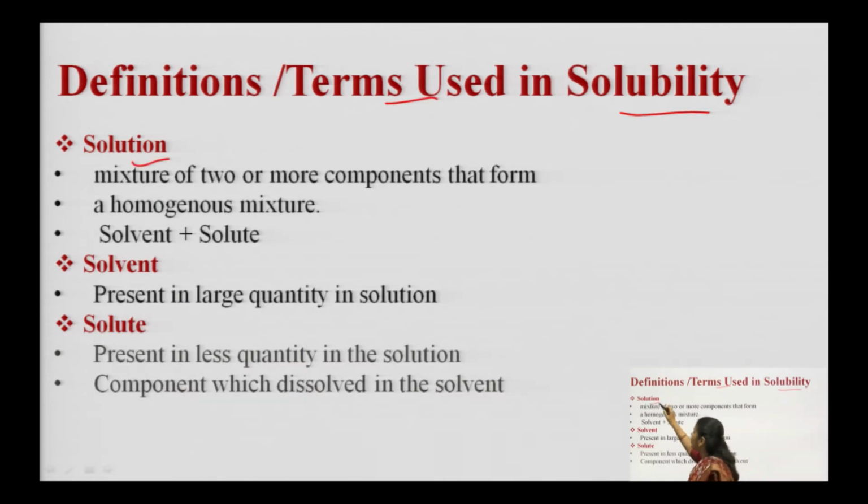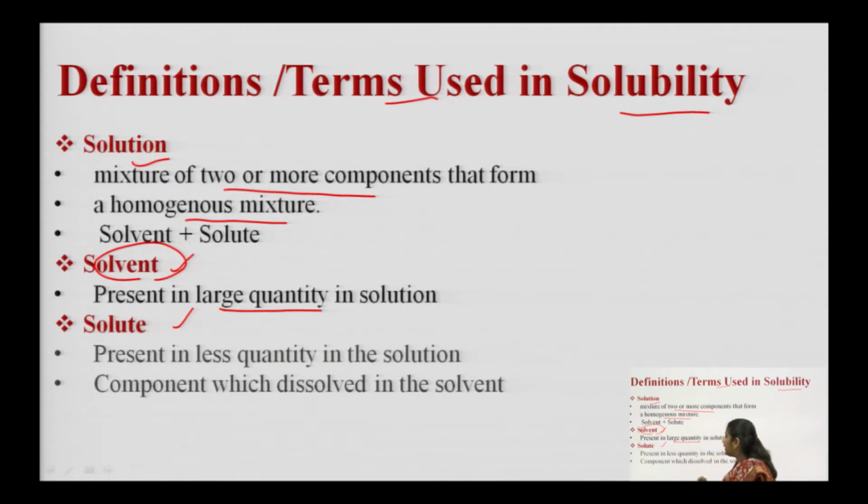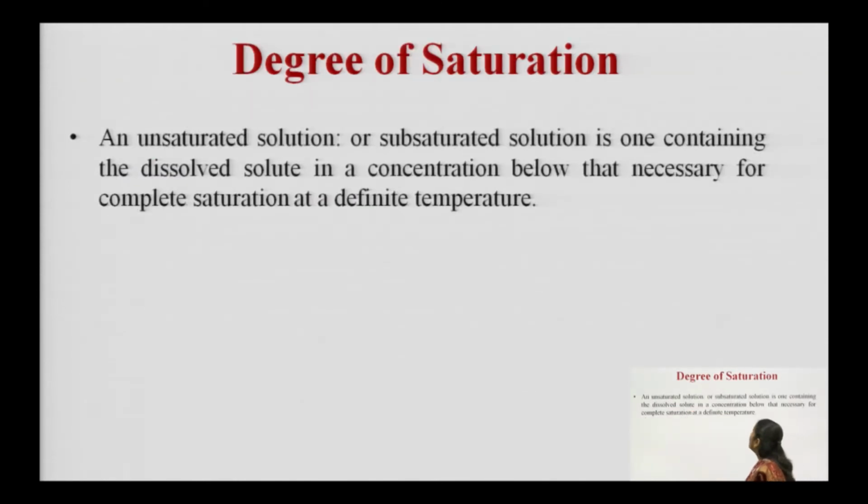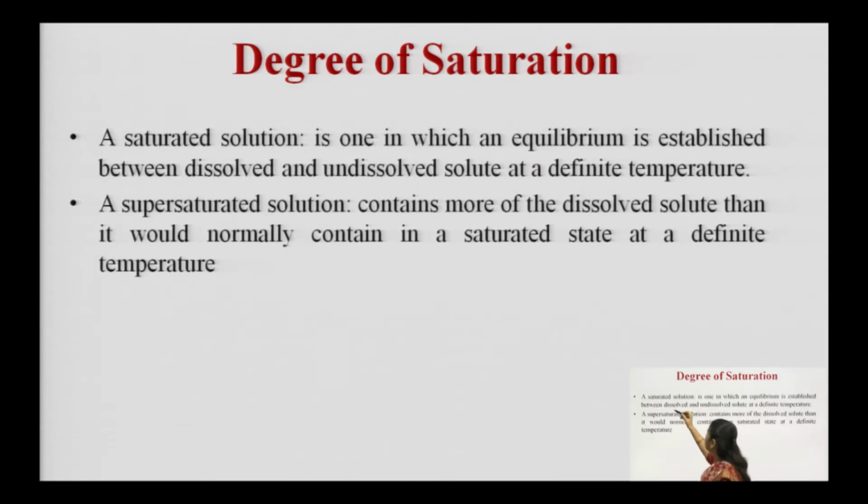First, solution. What is a solution? It is a homogeneous mixture of two or more components, and it mainly consists of solvent and solute. Solvent is present in large quantity and solute is present in lesser quantity. Then we will study the degree of saturation. According to this, we can categorize the solution into three types: unsaturated solution, saturated solution and supersaturated solution.